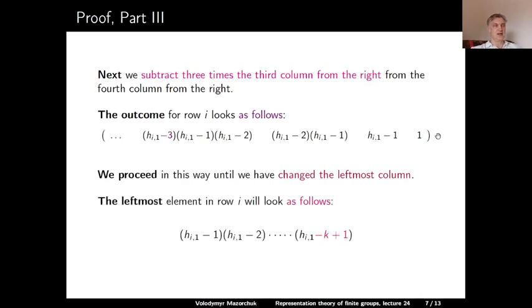The leftmost element in row i after this last change will look as follows. This leftmost element before that operation was a product of h_i1 times (h_i1 minus 1) and so on. Now we took this product, multiplied it by minus (k minus 1) and added. So instead of h_i1, we will get the factor h_i1 minus k plus 1.